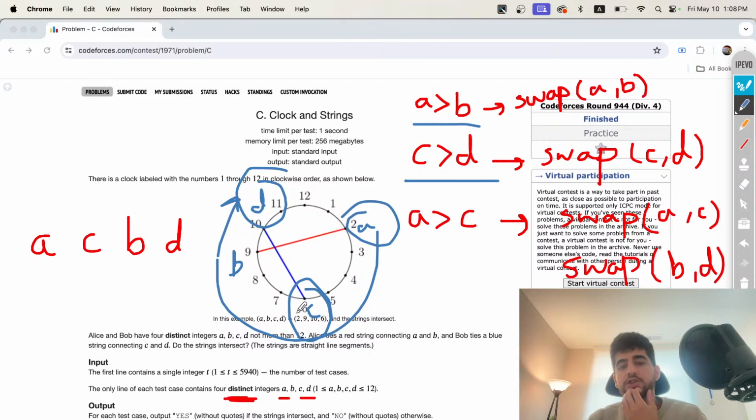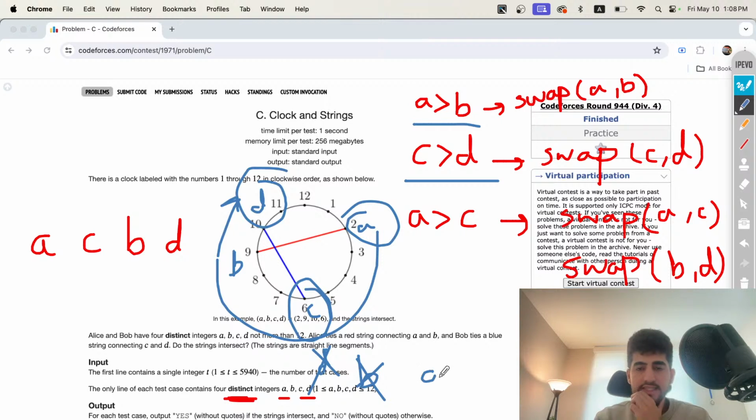After A, I should have C. I definitely cannot have D because C is less than D. And I should not have B as well, because if I have B, it means that A and B are here, and they would not intersect with C and D, which are greater values. So B cannot be here as well.